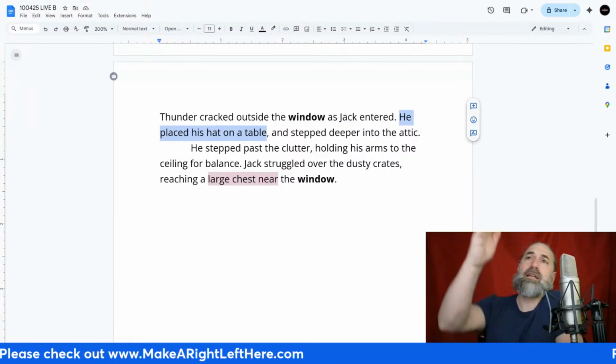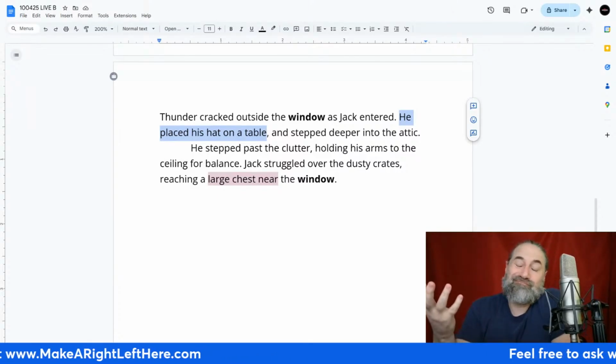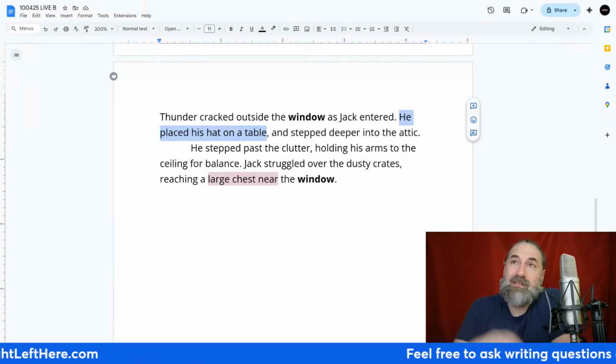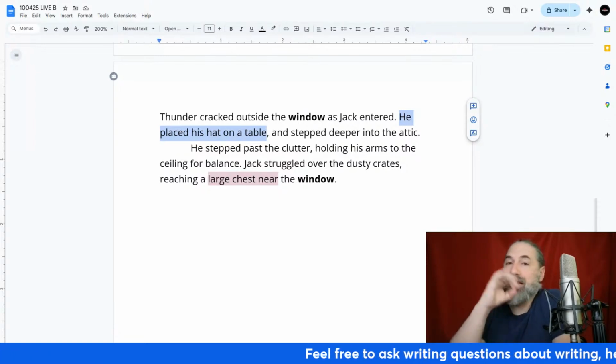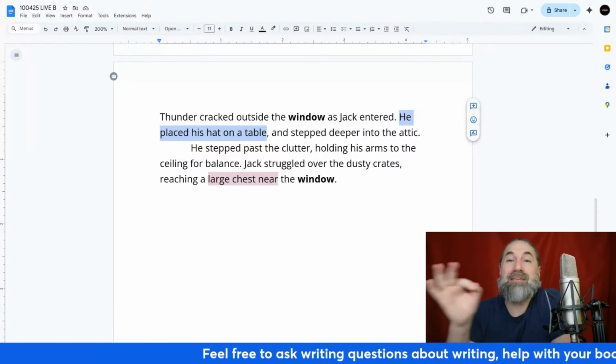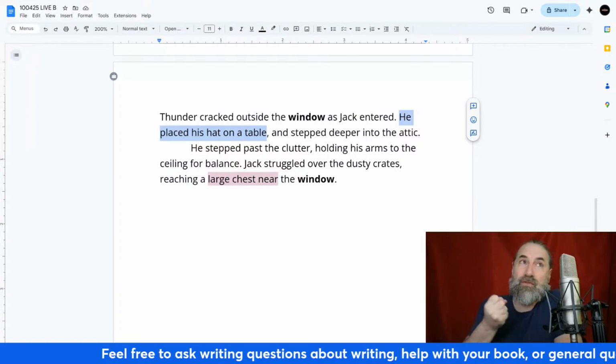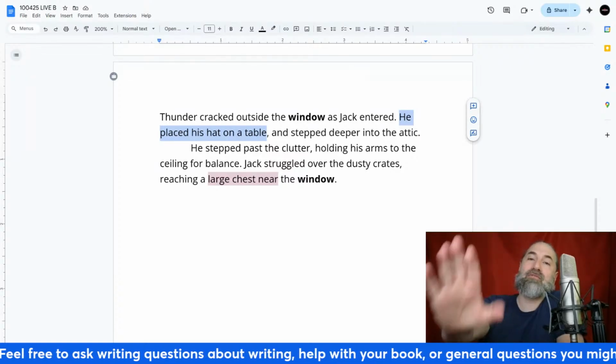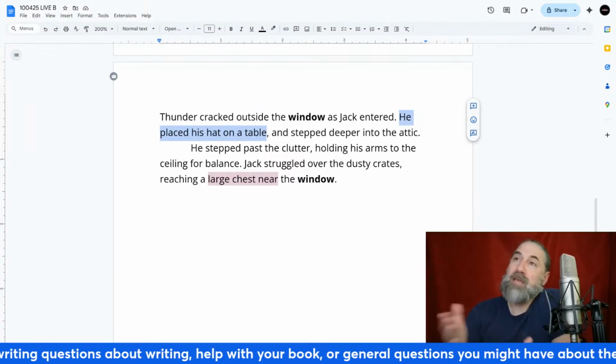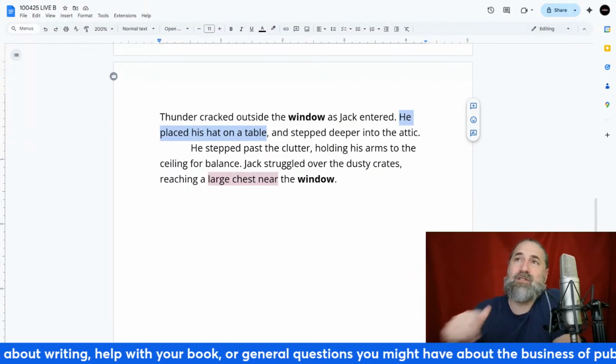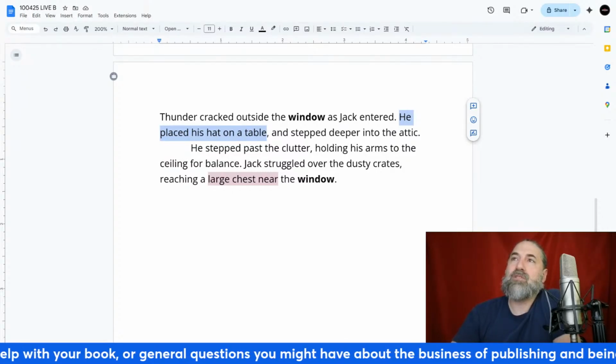Now, he just places it on a table. He's not noticing that it's small. He doesn't even care it's to his left. That is a big difference in character behavior. But we have removed that and allowed it to just be a faster pace. Why? Because maybe the characters are just trying to get to the heavy chest. All right? And step deeper into the attic.